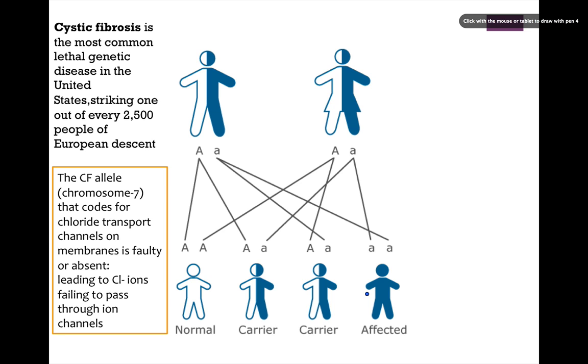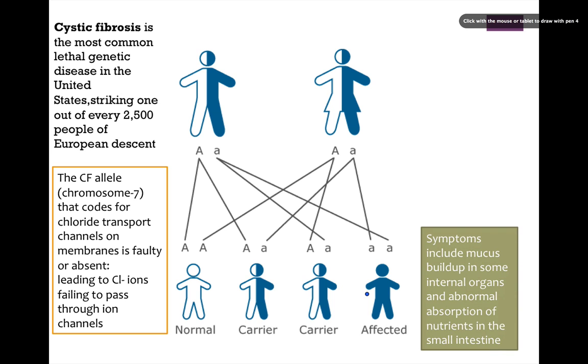What causes it is the allele found on chromosome 7, which codes for chloride transport channels being either faulty or absent. That leads to the wrong concentration of chloride ions on one side of the membrane, so they fail to pass through ion channels that they should. In terms of phenotype, mucus buildup in the lungs and intestines blocks normal absorption and makes the lungs less effective at oxygen exchange. It produces a lot of mucus that is very hard to get rid of, and that mucus can harbor a lot of bacteria, which can lead the patient to be infected more with things like pneumonia and lung diseases, as well as difficulty absorbing nutrients in the small intestine. Unfortunately, it's very rare to live past 30 years old because these symptoms get so bad as you age with the chloride channels being faulty.